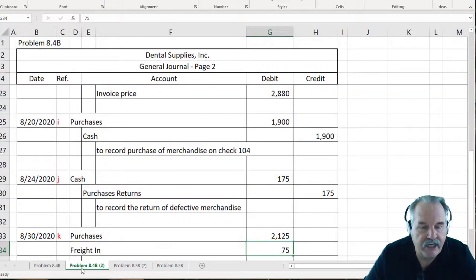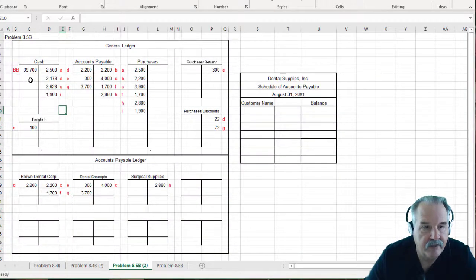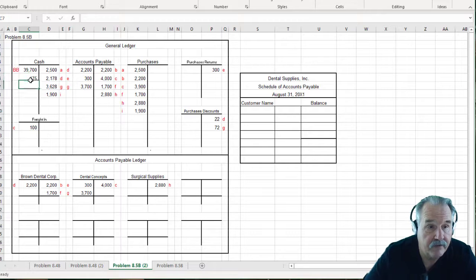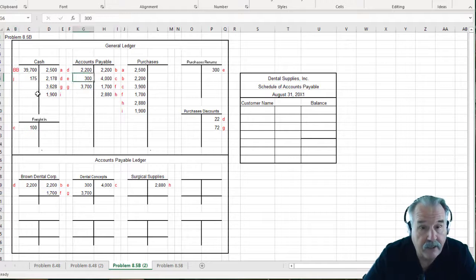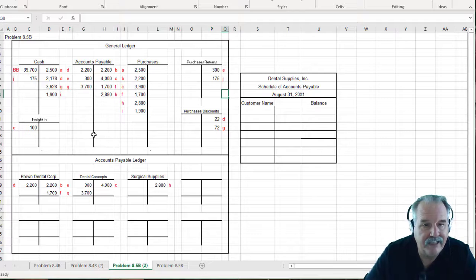Transaction J, we sent some of that merchandise back. It was defective. So what we just purchased on check 104, we are sending $175 of it back. So debit cash, we're getting the cash. Cash is going up, and credit purchase returns, 175. Debit cash, 175. This is transaction J. And we'll put in purchase returns of 175. Again, no effect on accounts payable, so we don't have to worry about posting anything to the accounts payable ledger.